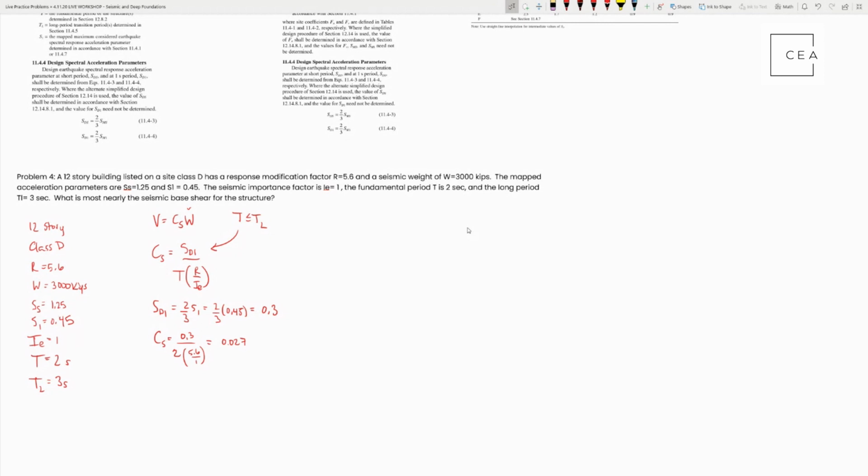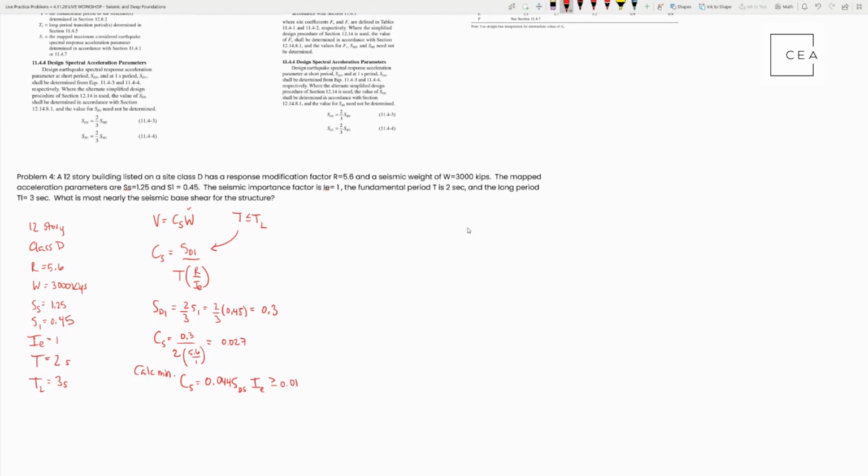So there's some other parts to this. We can't just assume that's all we need here. We have to calculate now the minimum CS, to make sure we're all kosher and valid here. So next thing we need to do is calculate the minimum. That equation was given up here as CS is equal to 0.044 times SDS, that's a D, times IE, and that has to be greater or equal to 0.01.